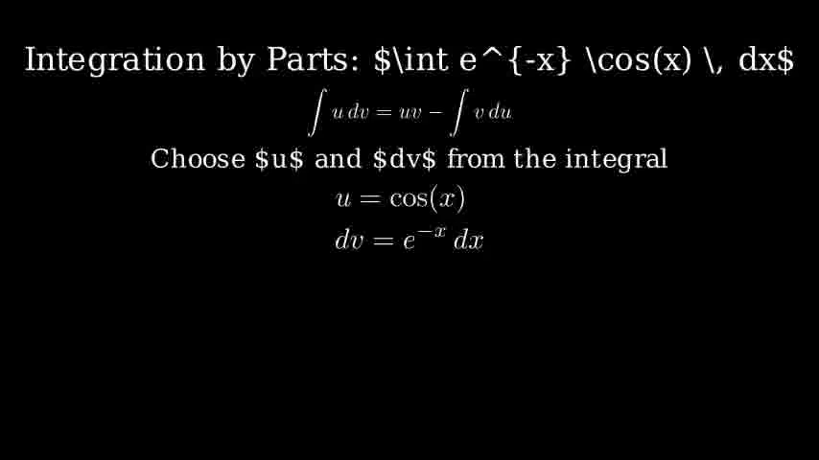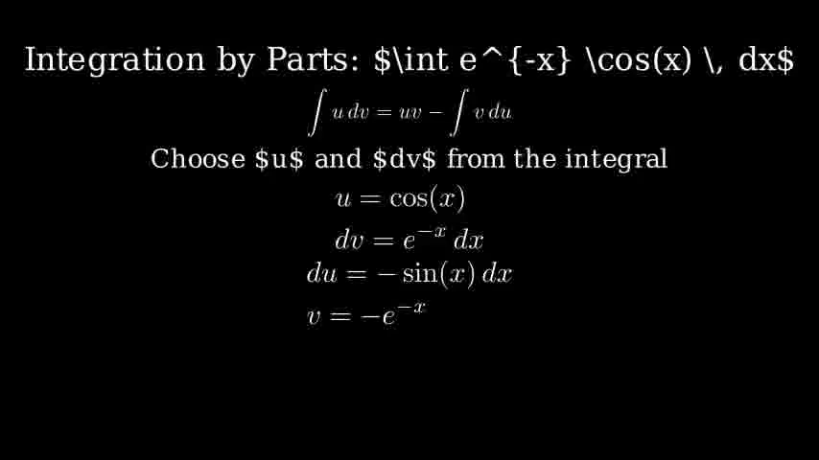The derivative of u with respect to x is negative sine of x, giving us du equals negative sine of x dx. And integrating dv, the integral of e to the power of negative x dx, gives us v equals negative e to the power of negative x. Now, let's substitute these into our integration by parts formula.